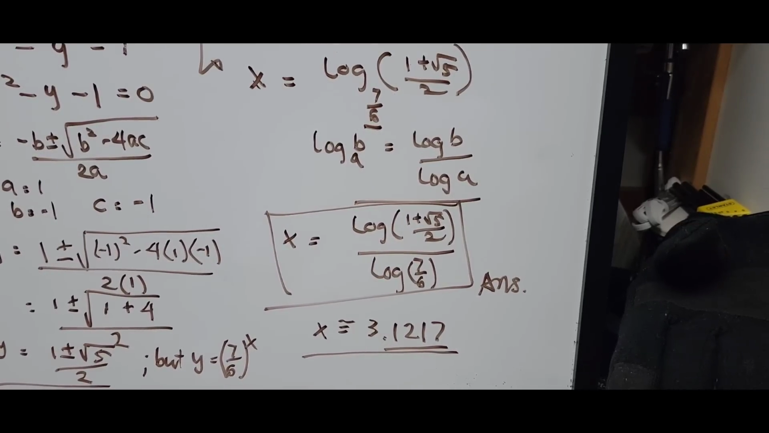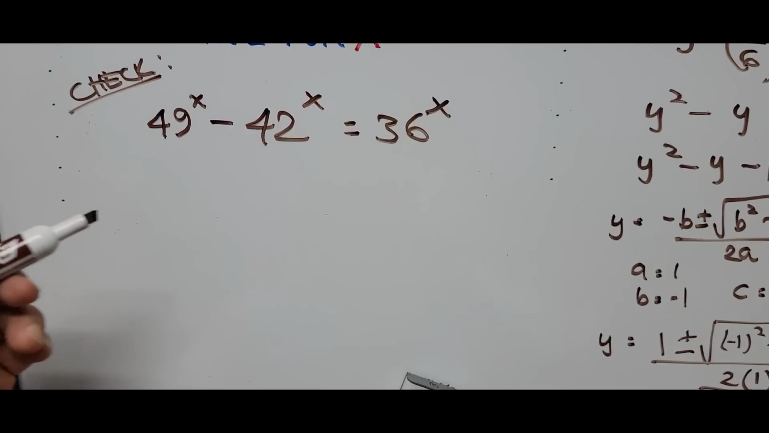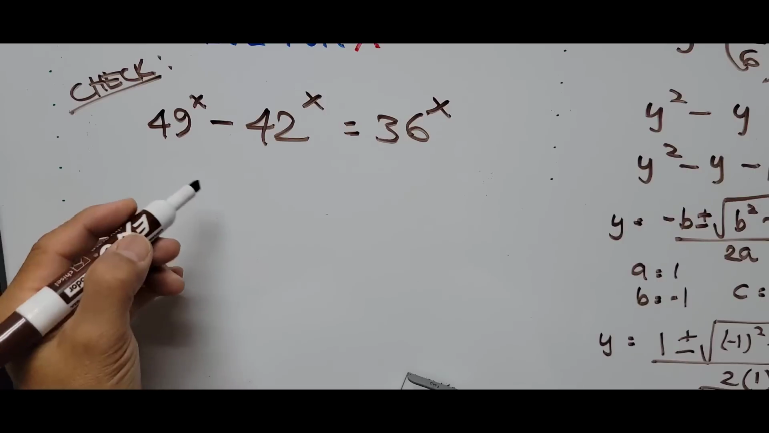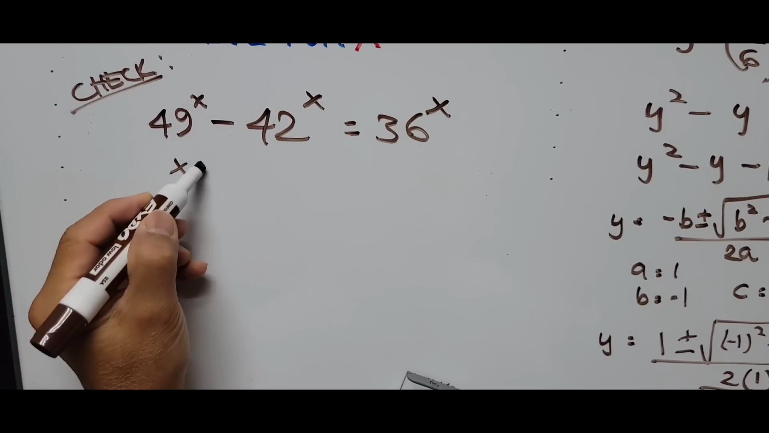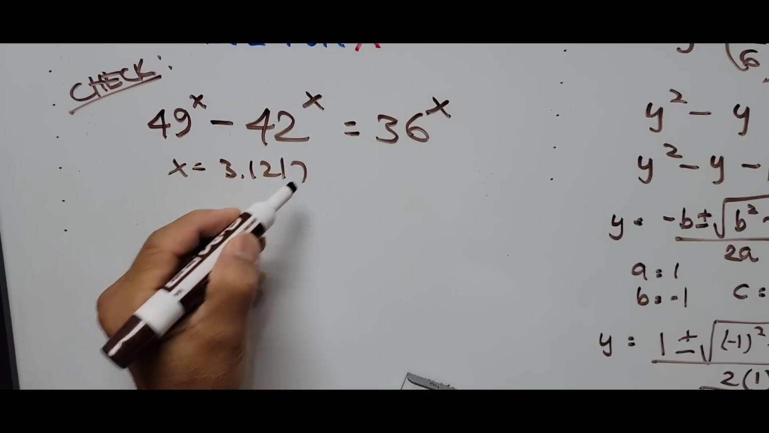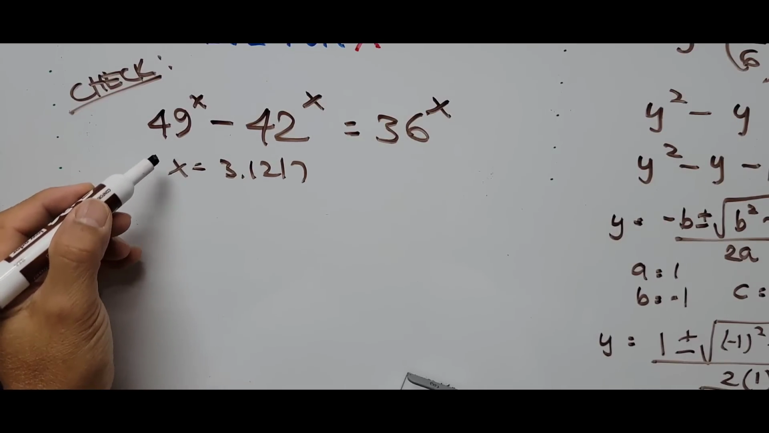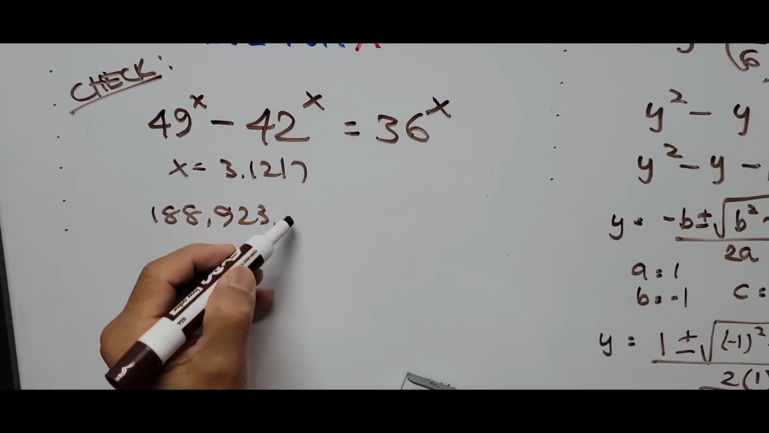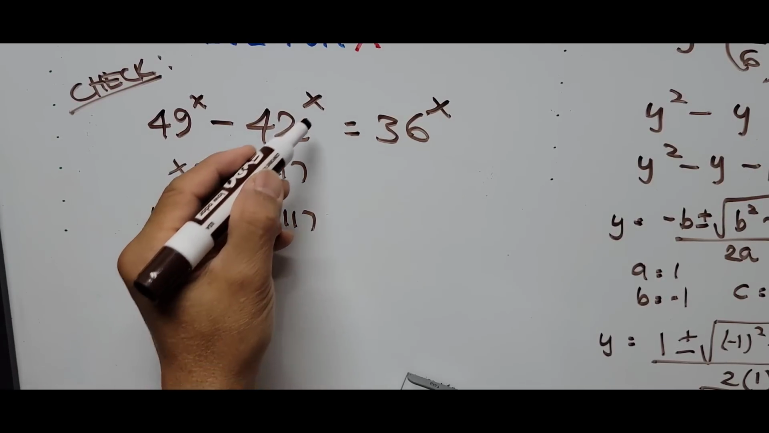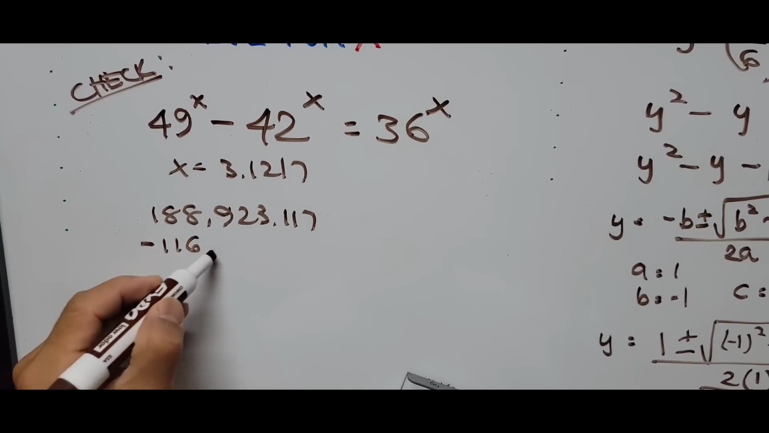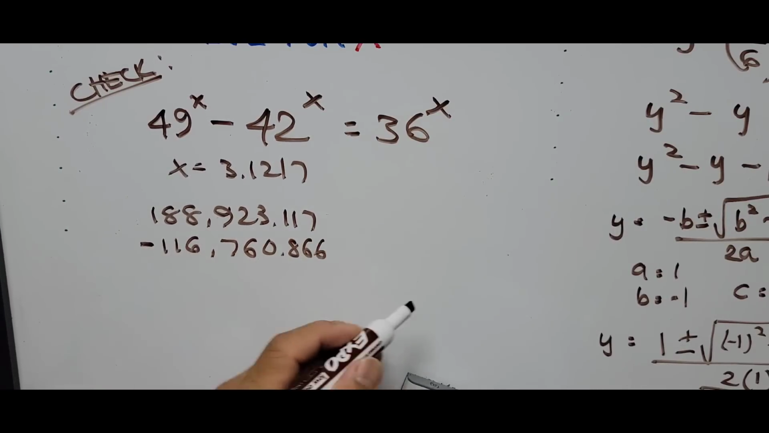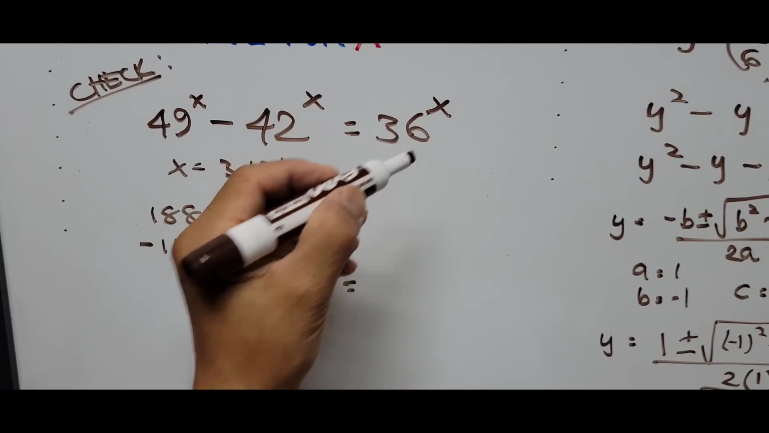And if we were to check our answer, we have to substitute the value of x in the original equation. So in here, I have written the same equation again: 49^x minus 42^x equals 36^x. By using our calculator with x equal to 3.1217, 49^x comes up to 188,923.117, minus 42^x, which is 116,760.866, and the value of 36^x is equal to 72,162.158.